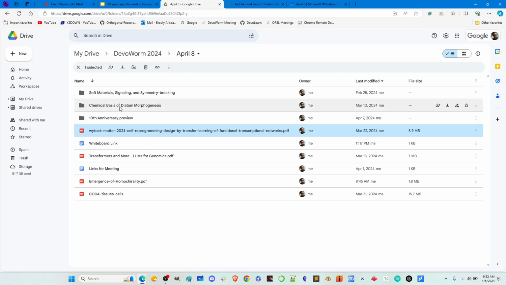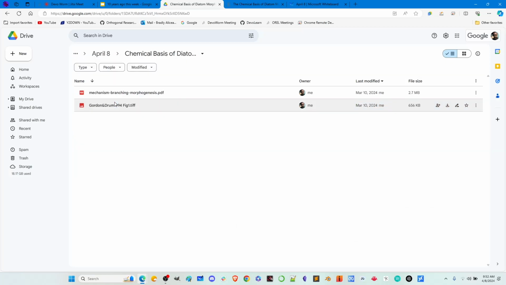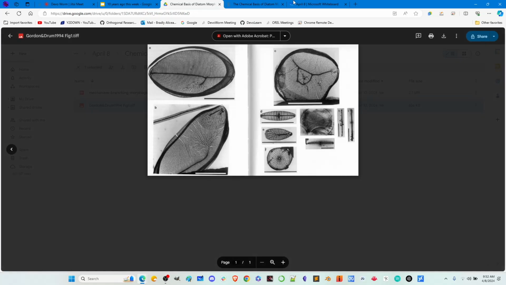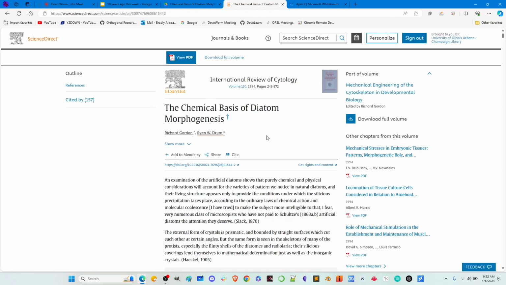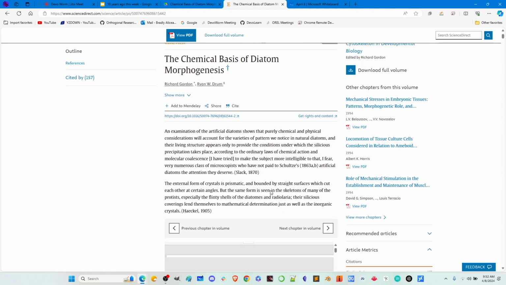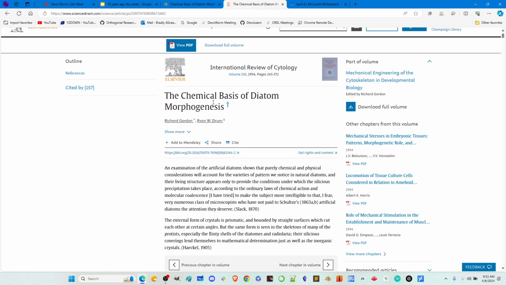So one other thing I'd like to go over before we end for today is this thing we've had. Dick actually put together a paper in 1994, with Ryan Drum, and I think this is in response to something that came up in a meeting a long time ago, but I can't remember the exact context. But this is on branching morphogenesis. So this is one of Dick's papers. This is the chemical basis of diatom morphogenesis. So in the group, we've worked on diatoms and single cell morphogenesis in diatoms.